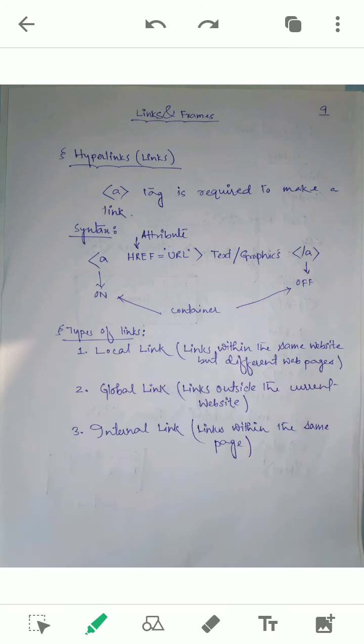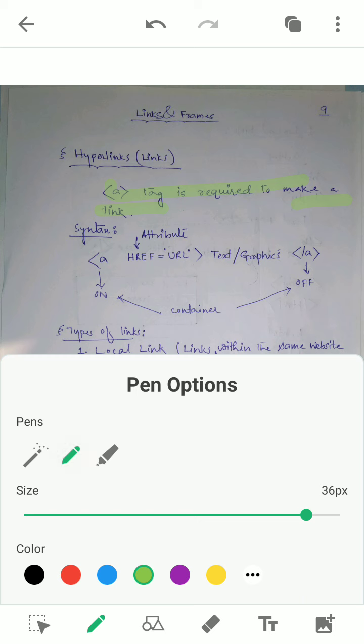The anchor tag is used. The a tag is required to link the document, to make a link. A tag means anchor tag. It is called anchor tag. We can say anchor tag.